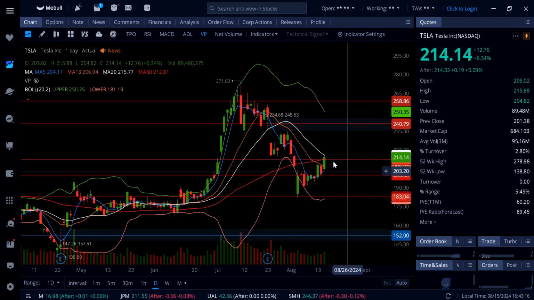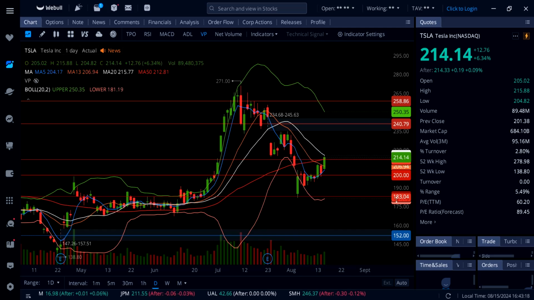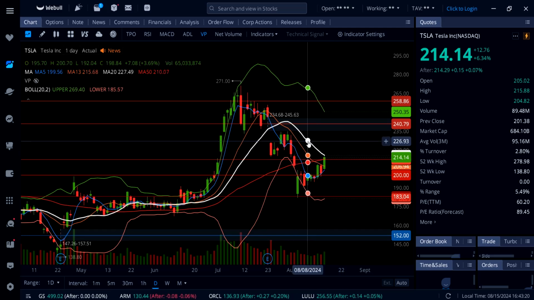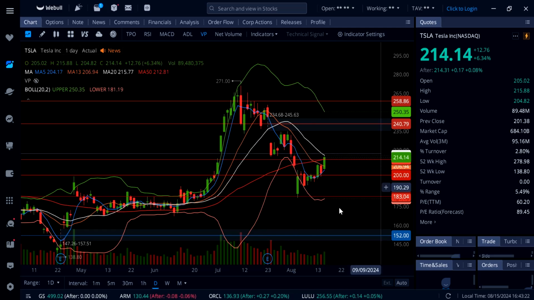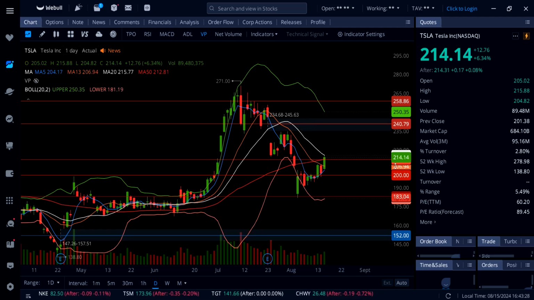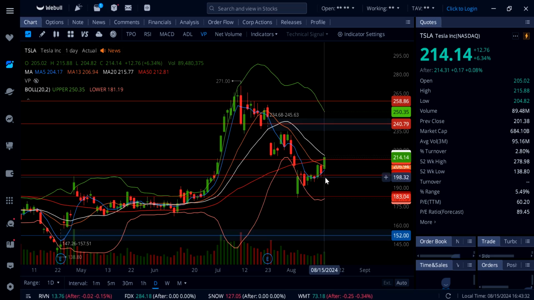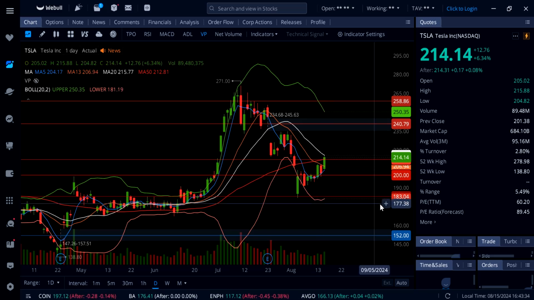And if this is to play out, we must get a rejection here at 216, and we did today. You can see it right here. And also, Tesla needs to take out this support 212, and if that happens, the next support 207, and then 200. As soon as we get under 200, there will be a lot more selling back down to 183.